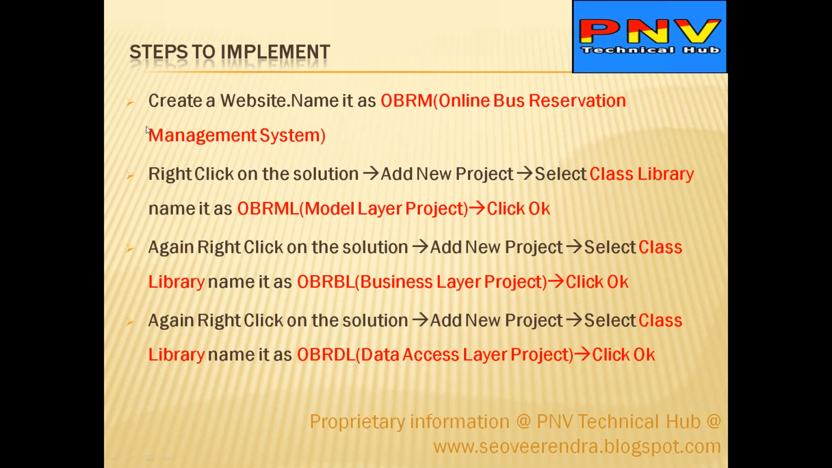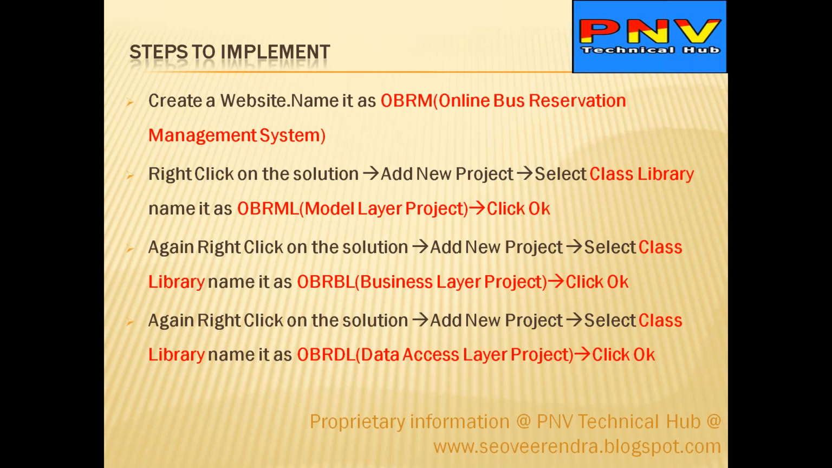So the first step is that I would like to create a website. I will name my website OBRM, meaning Online Bus Reservation Management System. In my context, this is my presentation layer. After that, if you want to add any other layers, all your layers are class libraries. Class libraries always generate a .dll file. The acronym DLL stands for dynamic link library, which is not an executable project, but helps you to execute your main project. We cannot run a class library.